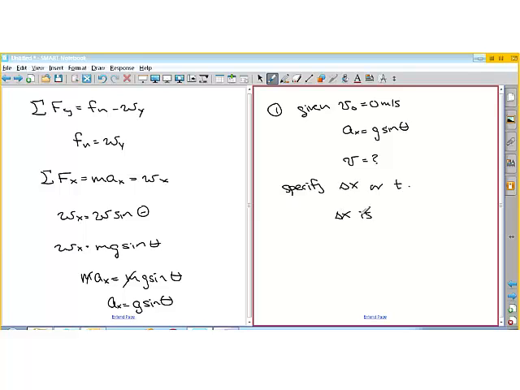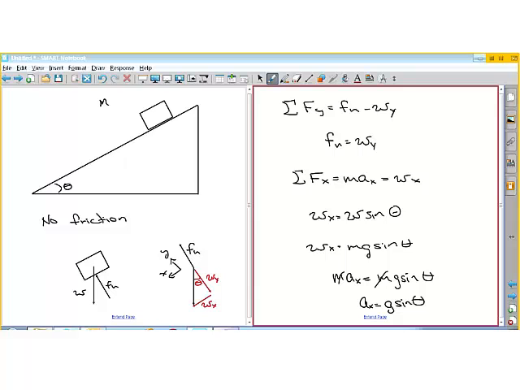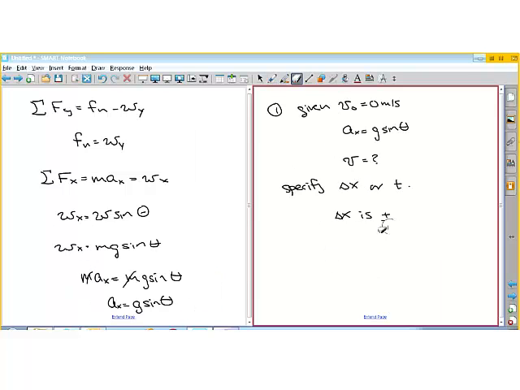Delta x is positive because you would be sliding down the ramp, which is in the direction of positive x. So we'd have a positive value for delta x. t, of course, is always positive.